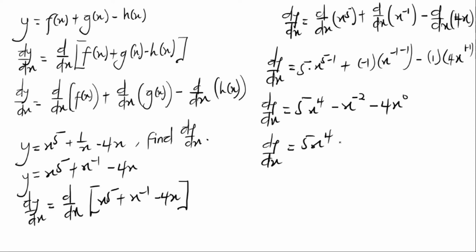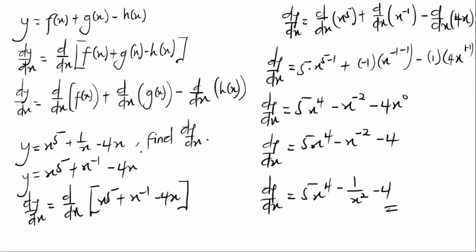5x to the power 4 minus what? x to the power negative 2, then minus what? 4. From here we can rewrite this in a more beautiful way, that is 5x to the power 4 minus 1 over x squared minus 4. So this is the answer that we obtain after we differentiate the function x to the power 5 plus 1 over x minus 4x.